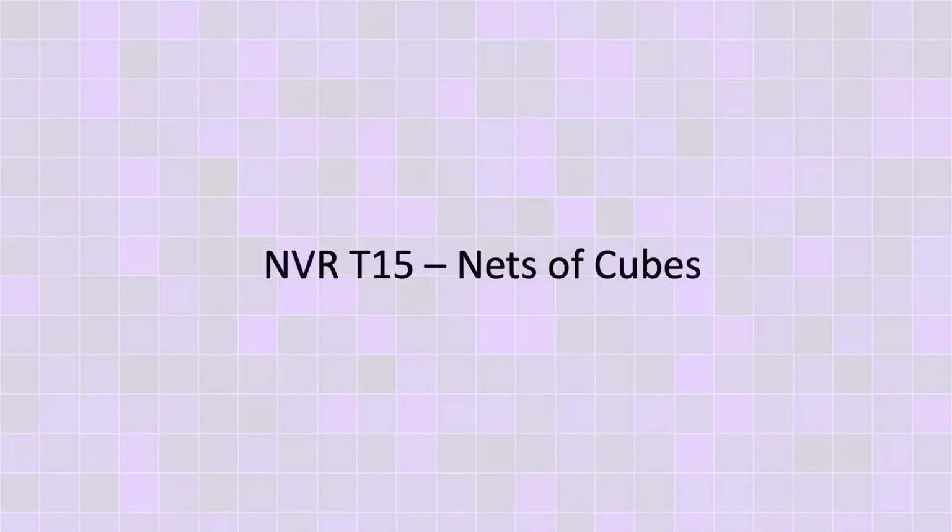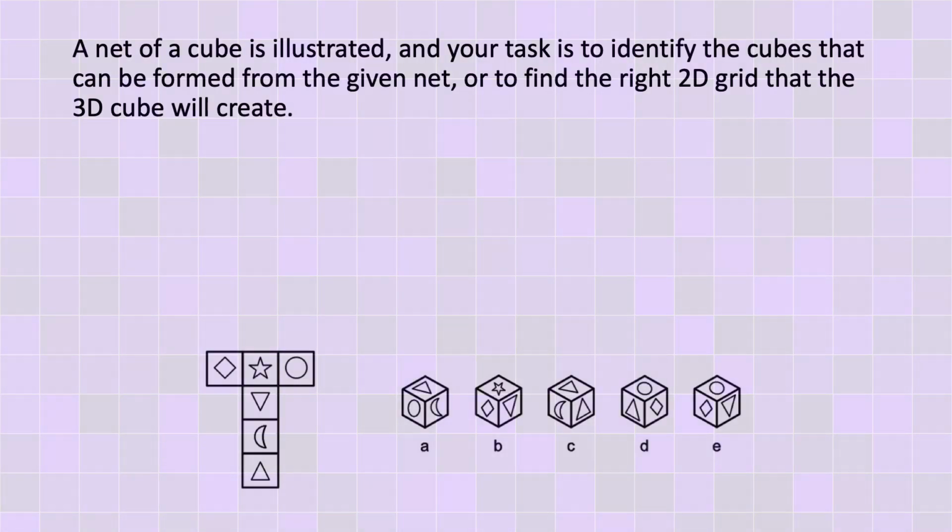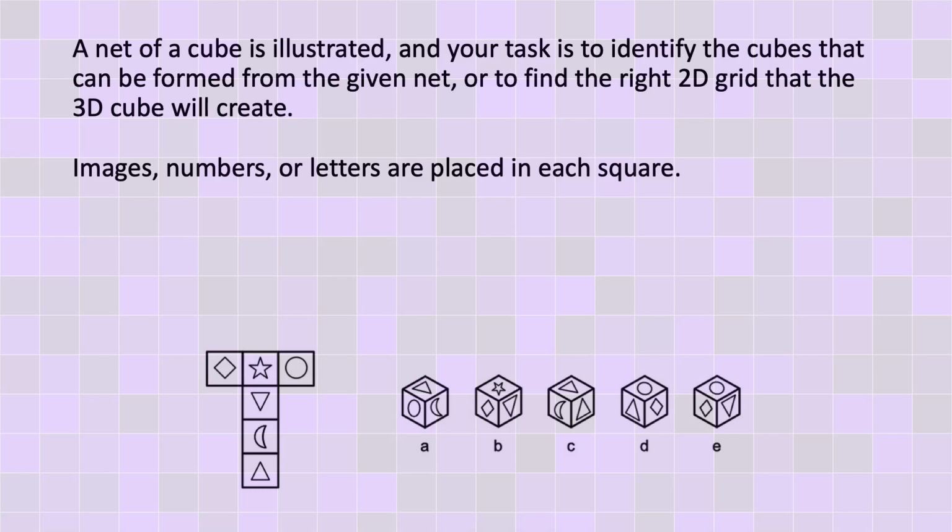Non-verbal reasoning. Nets of cubes. A net of a cube is illustrated, and your task is to identify the cubes that can be formed from the given net, or to find the right 2D grid that the 3D cube will create. Images, numbers, or letters are placed in each square.